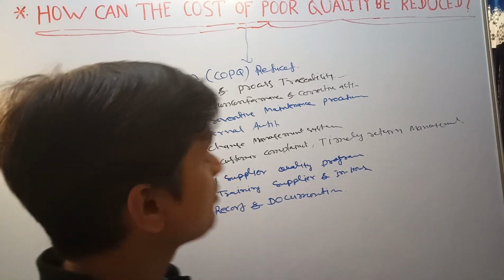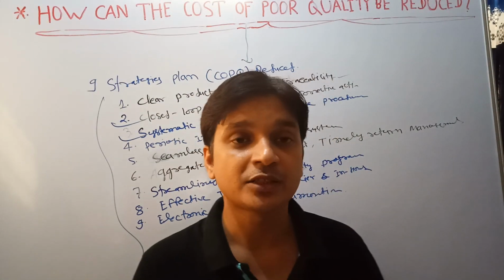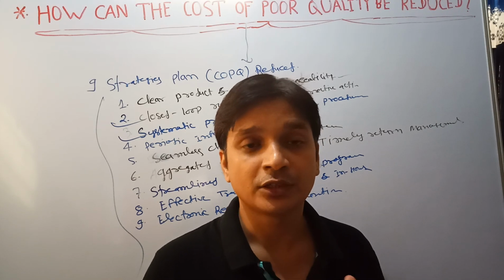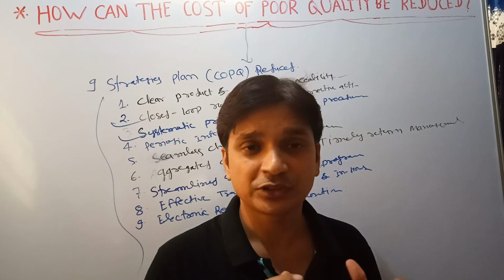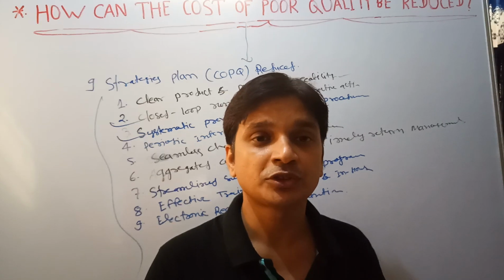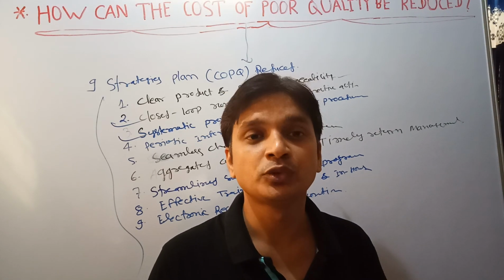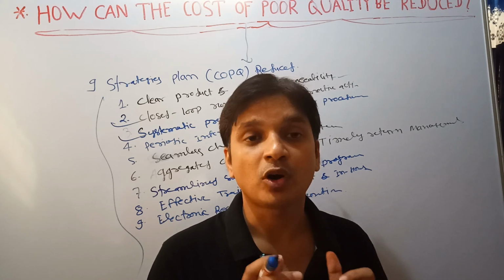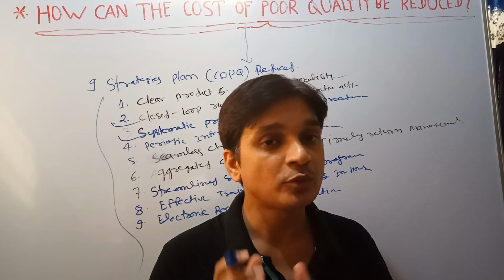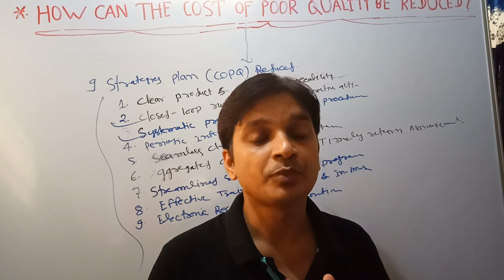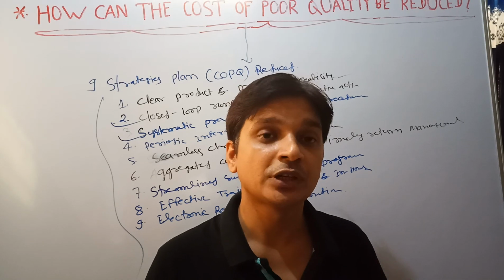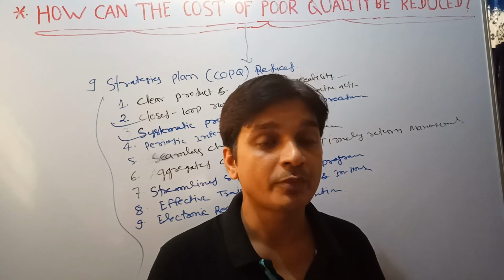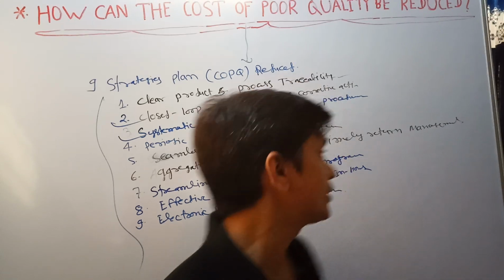Third is a systematic preventive maintenance procedure. You know that sometimes you face regular breakdowns in your process. On the basis of systematic preventive maintenance, you reduce the frequency of breakdowns. In this way you reduce the time of resolving problems, and you reduce the non-conforming. In this way you reduce the cost of poor quality.